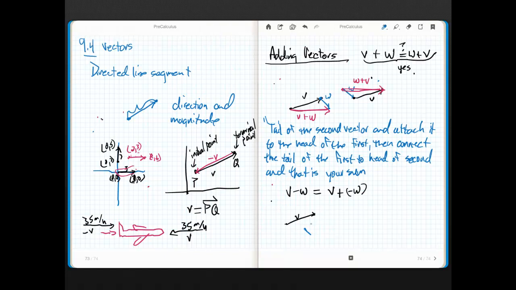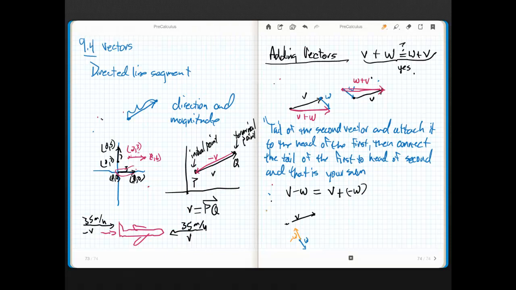So v, oh, no. I'm going to need a little more space. Sorry, you guys. I'm going to need a little more space. So I'm going to call this guy right here, this is w. Now the question is, what is negative w? Well, let's change colors again. Negative w is the exact same length, but in exactly the opposite direction. So this guy right here is negative w.